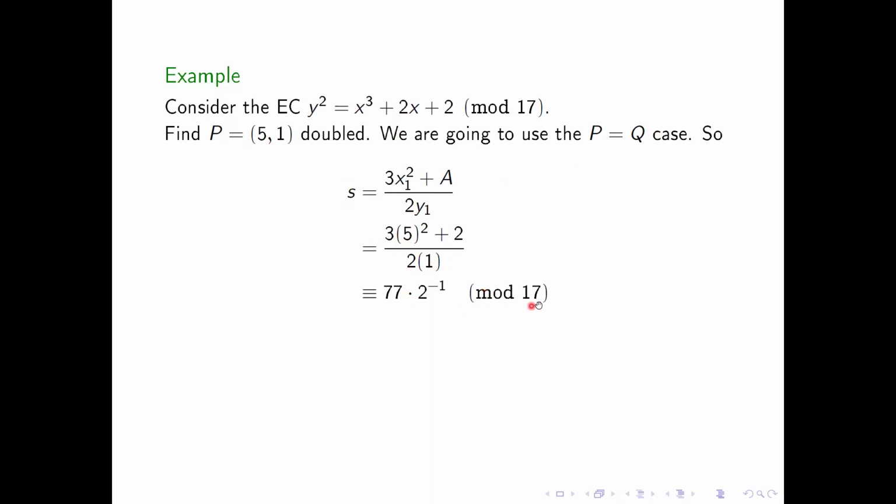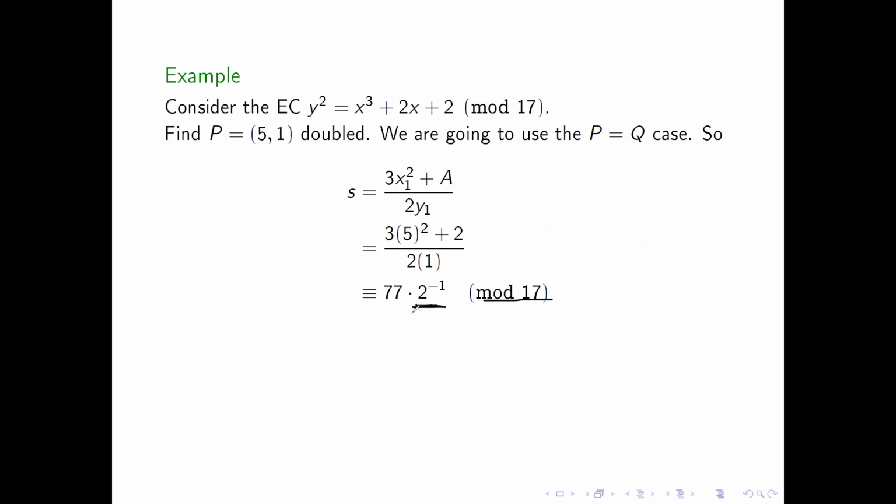Now here's the problem. We're going to take mod 17, so dividing by 2 doesn't really make sense. If you had just simply written this as 77 over 2, and come up with something like 38.5, that's not going to work in this situation, because we don't have any decimals. So what we actually need to do, instead of dividing by 2, is multiply by 2 inverse. And that exists mod 17.